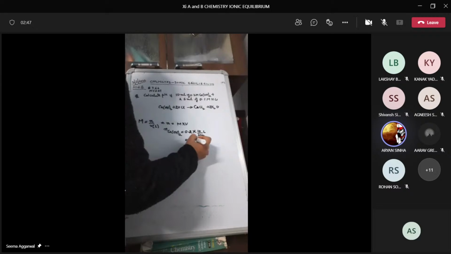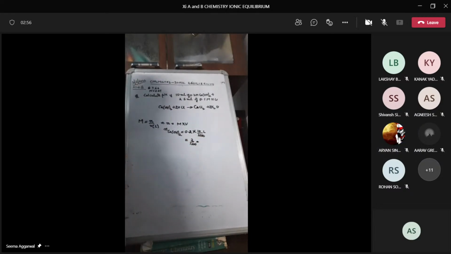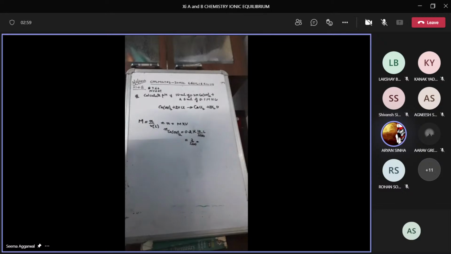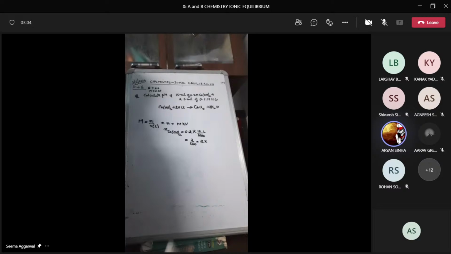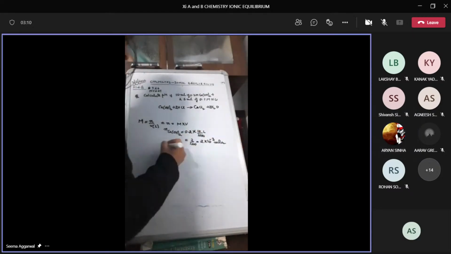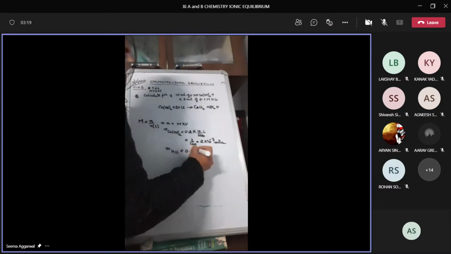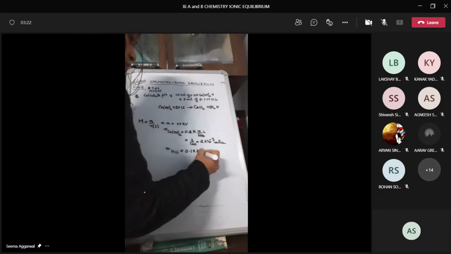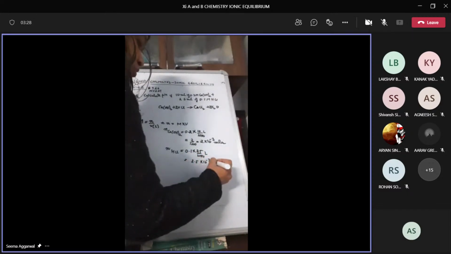Ma'am, it's coming to be... just write 10 to the power. Ma'am, it will come to 10 to the power -3. Yes, very good. So we have calculated the number of moles of calcium hydroxide. Similarly, we have to calculate the number of moles of HCl. The number of moles means molarity, that is 0.5 into volume in ml upon 1000 liters. So this will be 2.5 into 10 to the power -3 moles.